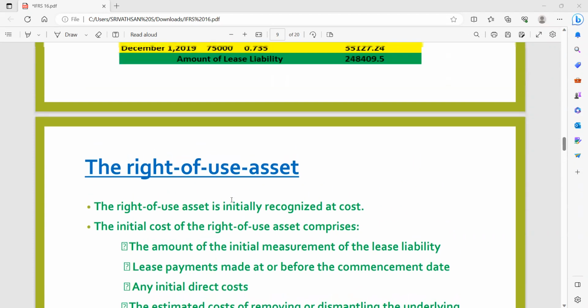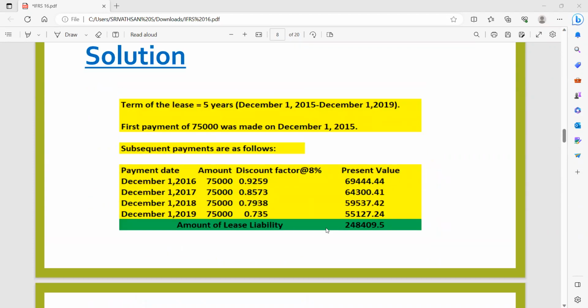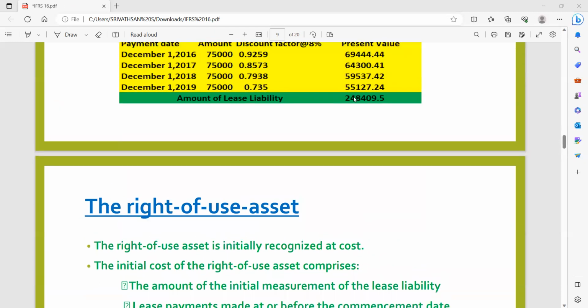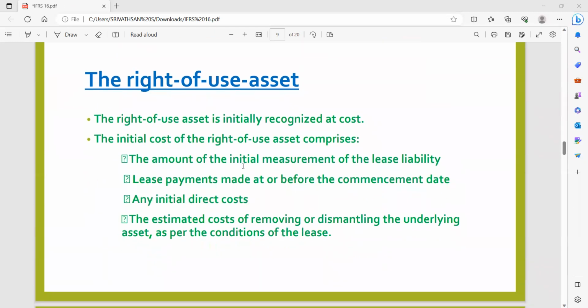This amount is nothing but the amount that we have calculated here. So the calculation of the initial measurement of right of use asset starts with the amount of lease liability over here. You take the lease liability and you add any lease payments that are made at or before the commencement date. So if you're making any advance payment, that should be a part of this right of use asset. And any initial direct cost will be given directly in the question, so don't break your head over this.